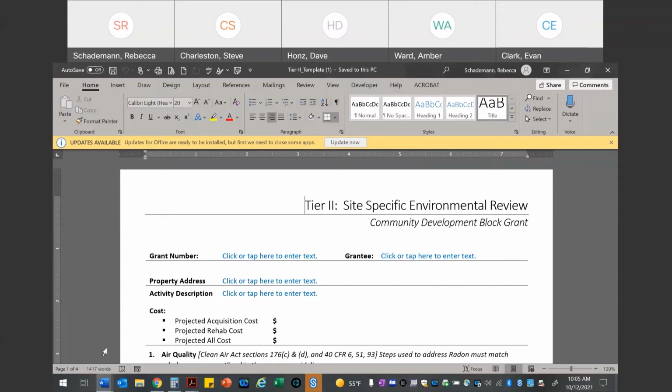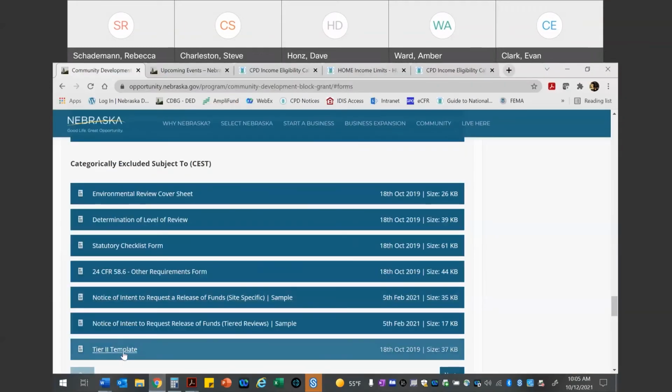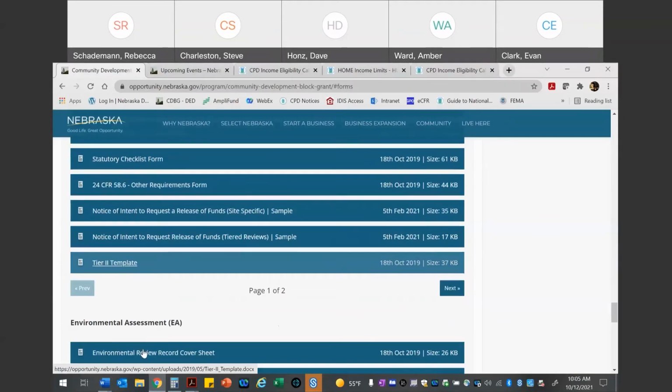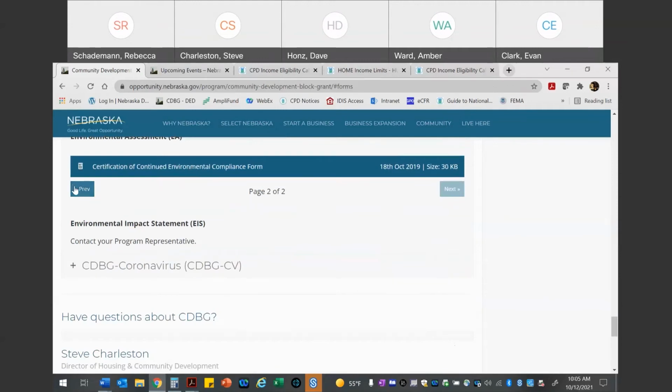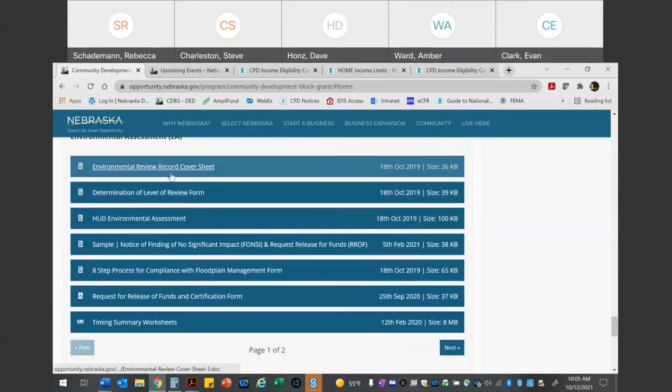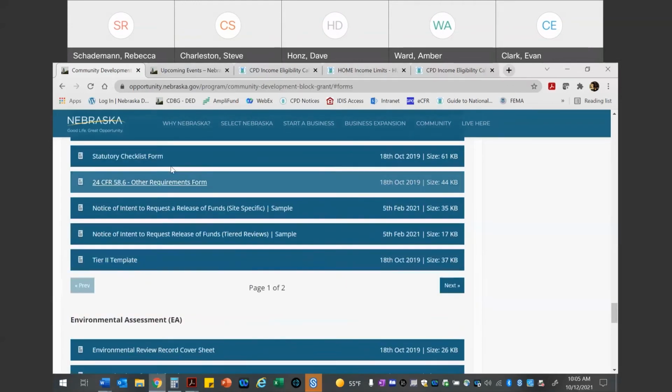So this is a sample form. It's on our website. I'll bring that up real quick. It's right here under CSG. If your project does trigger an EA, we also have it on here, I believe. Oh, I don't think we use this. Normally CEST.